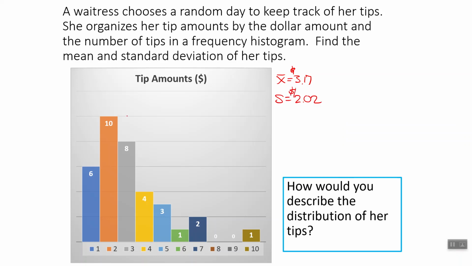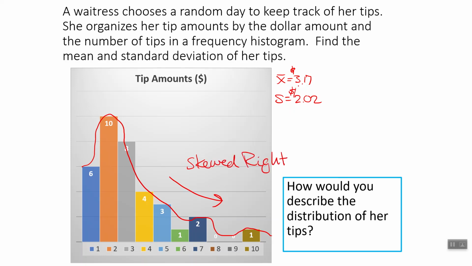So what's the shape of this distribution here, guys? It is skewed to the right. So it has a tail to the right. So we would say that this is skewed right. All right, so that means the mean should be greater than the median.